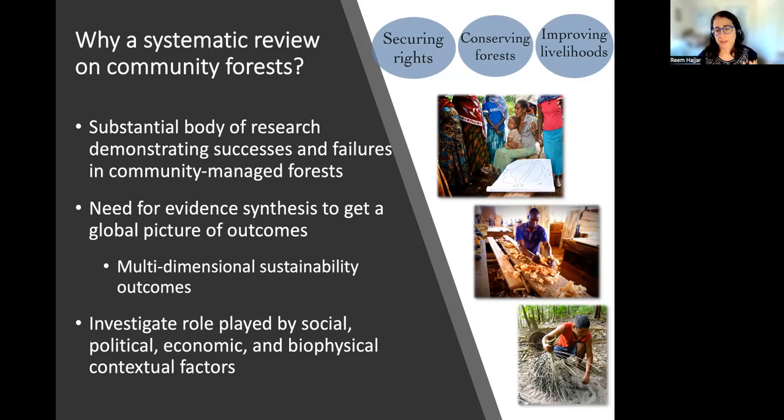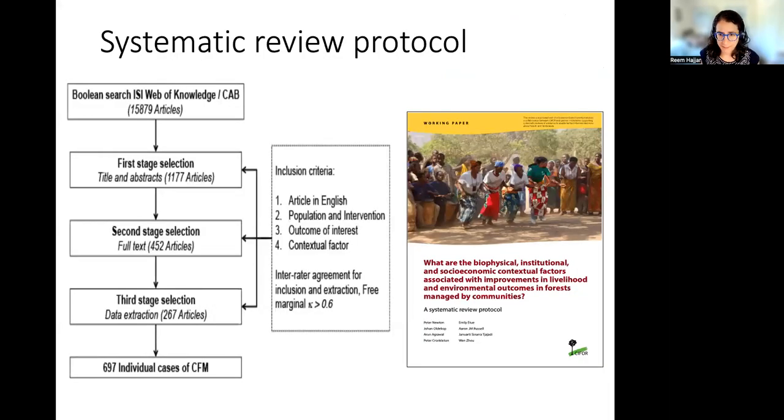And then with all this literature in one database where these studies are synthesized, we could use that body of literature to explore, well, what factors have actually led to community forest success or an improved forest condition, livelihoods, etc. And so we set about doing a systematic review. The details of the methods are summarized in the systematic review protocol here.